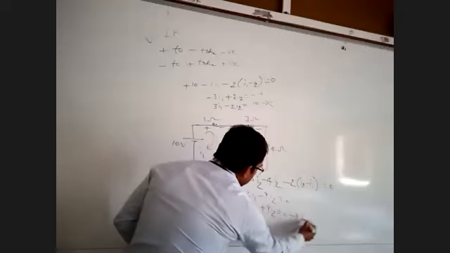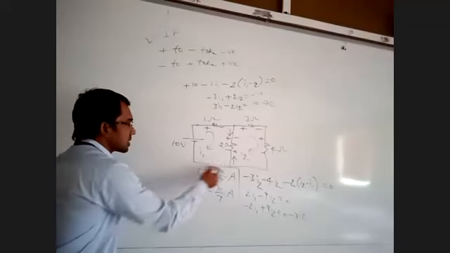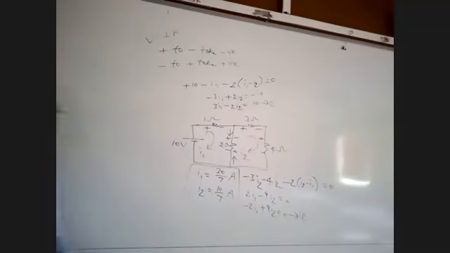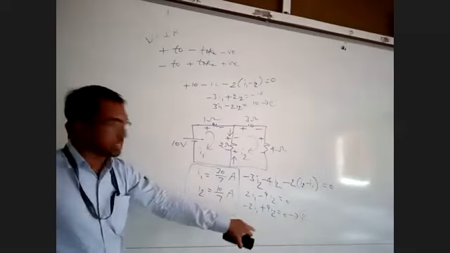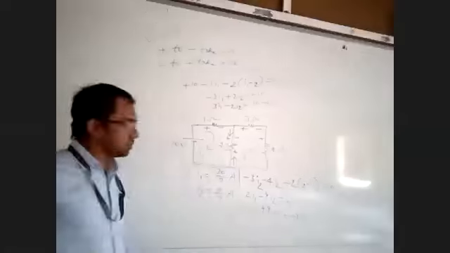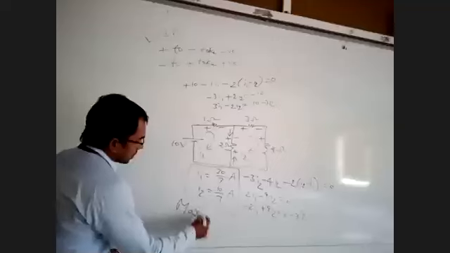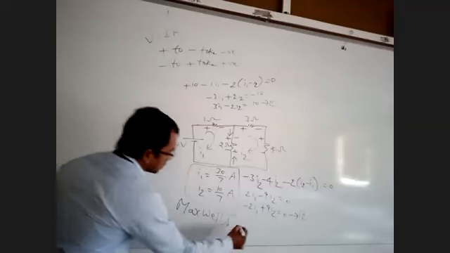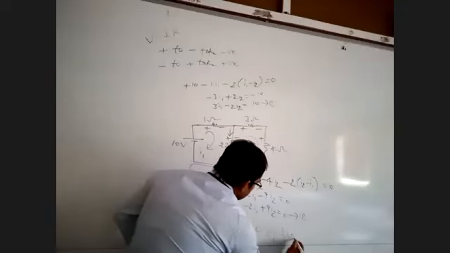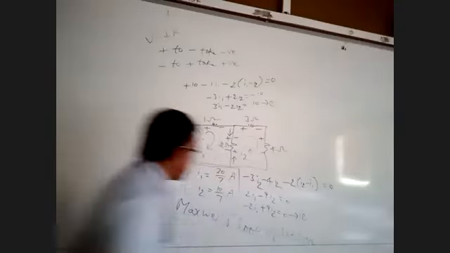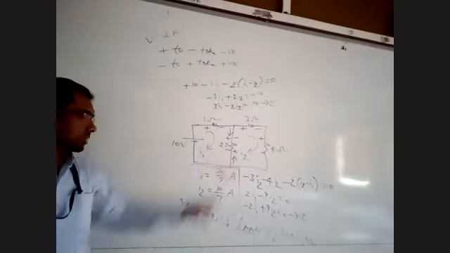Let it be equation 2. If you solve equations 1 and 2, we are getting these values. This method of solving the equations and determining the currents I1 and I2 is called Maxwell's loop equation method.